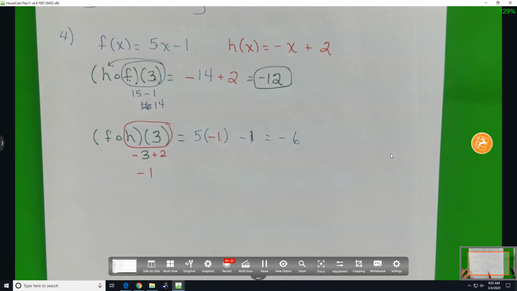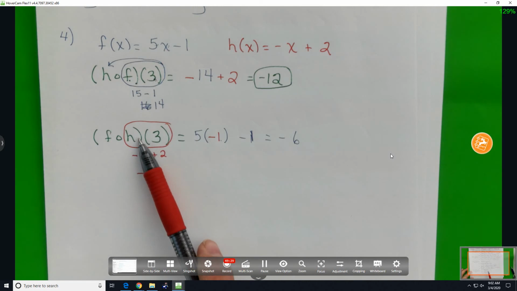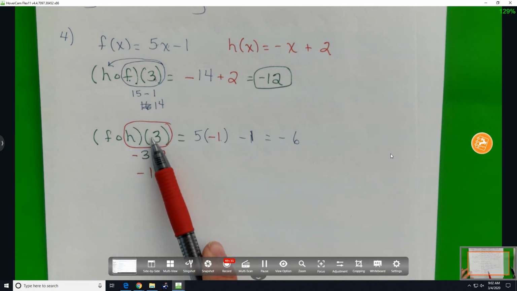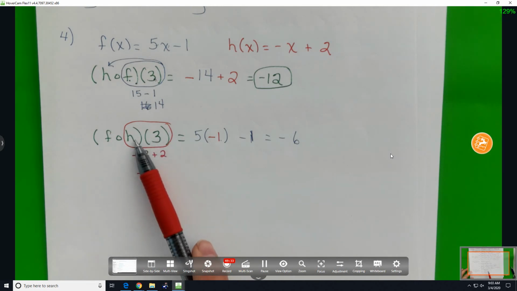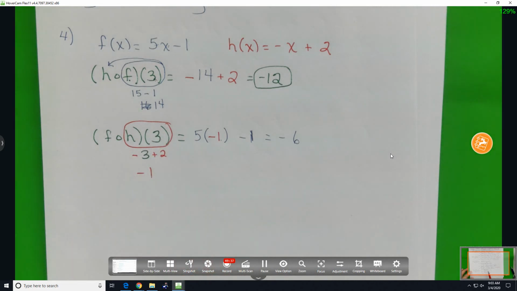So in words, you take the number and plug it into the function beside it, the inner function, the one that's on the inside. And then take that answer and plug it into the outer one. You're working from the right to the left. You plug it into the inner function, and then the result you get, you plug into the outer function.